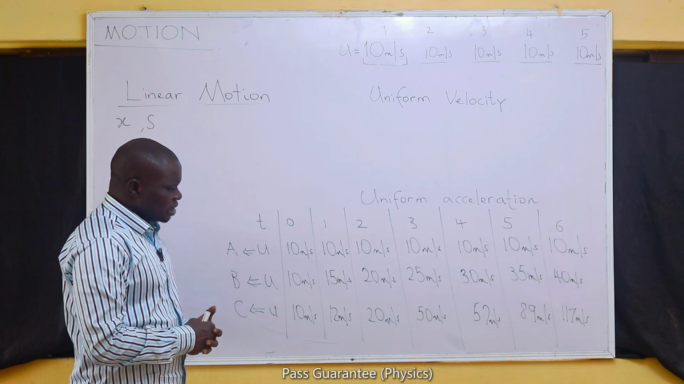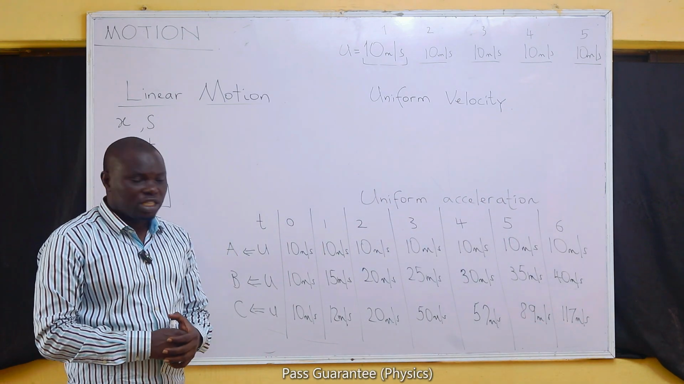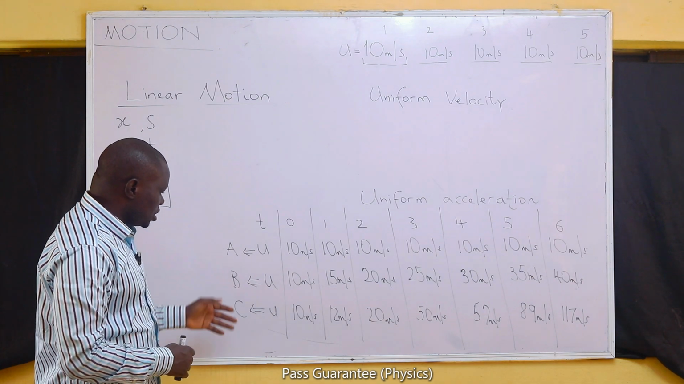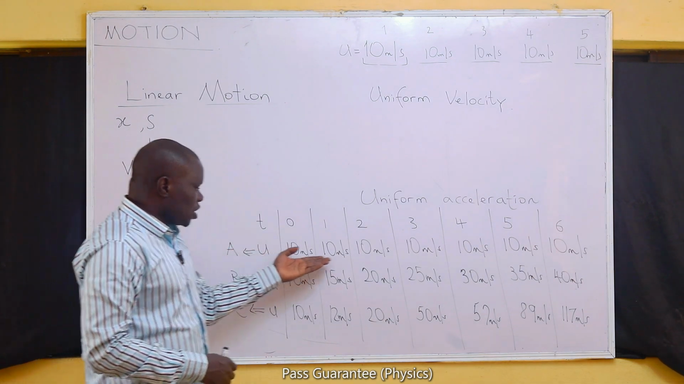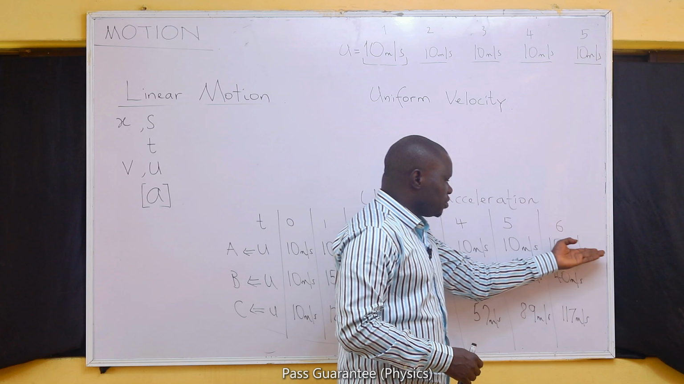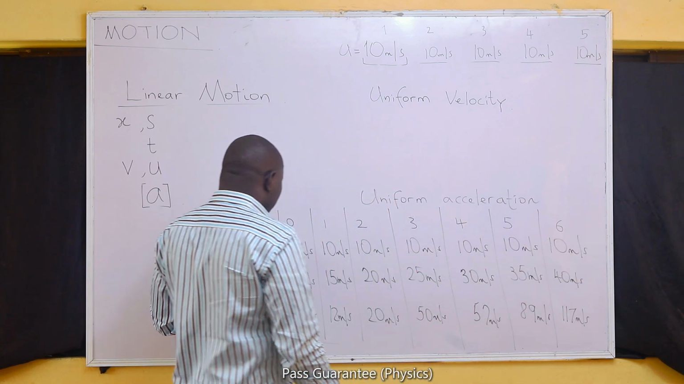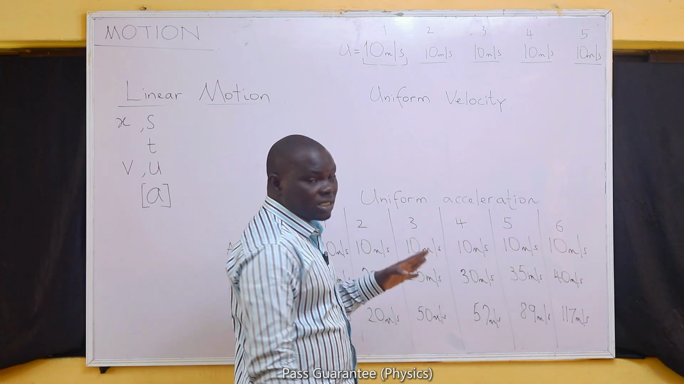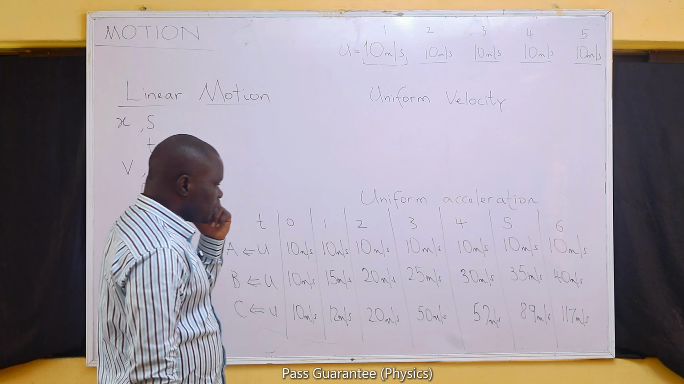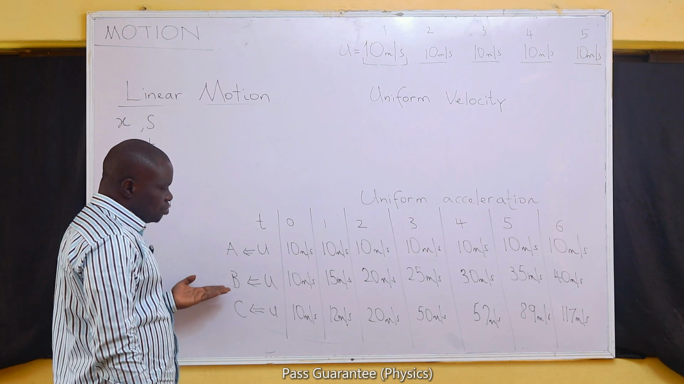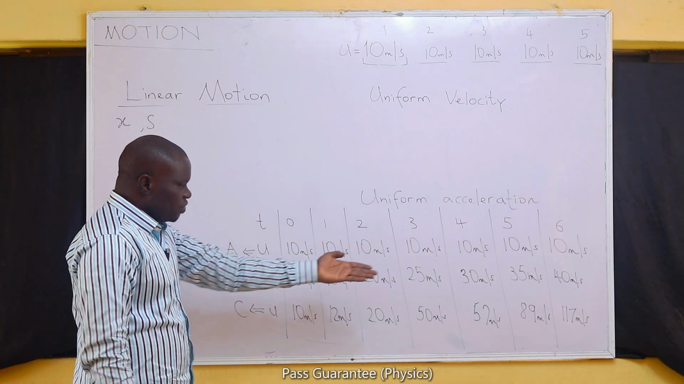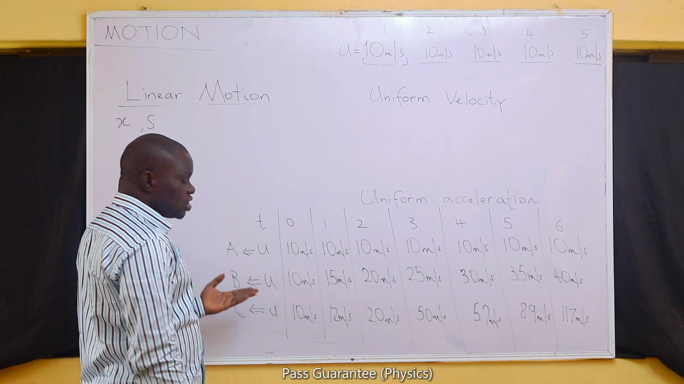The question now is, how do we describe the motion of each of these objects, A, B and C? A is moving with constant velocity, uniform velocity. The velocity from the start to the end remains the same. What about B? B is not moving with uniform velocity. Its velocity is changing.